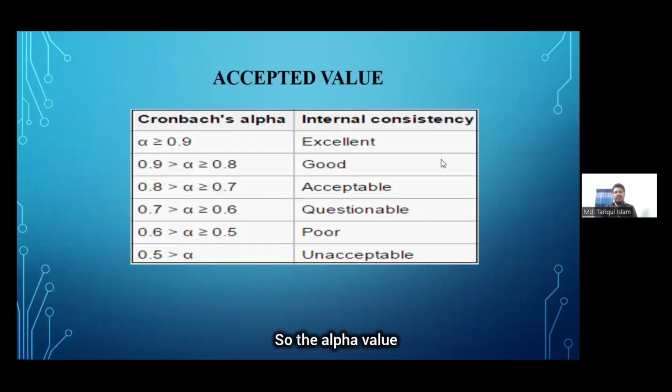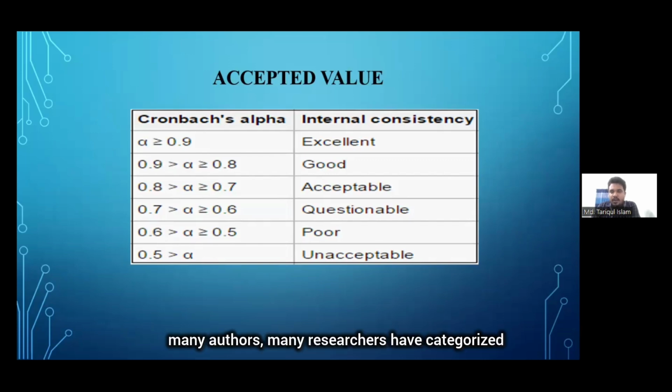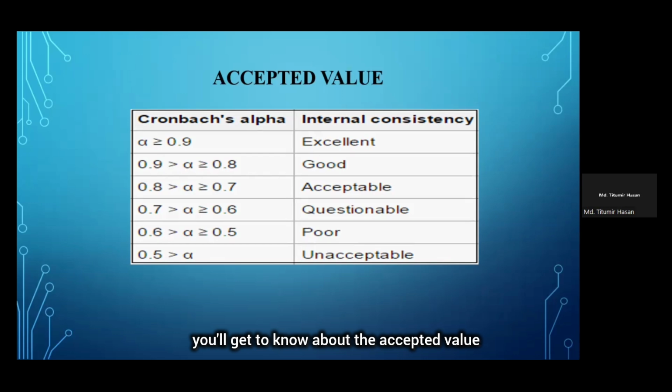So the alpha value will be 0 to 1. Many authors, many researchers have categorized those values into many categories, but you have to pick a genuine one. Not everyone is genuine actually. Those are proven, but there are some authors and some measurements that are widely accepted, widely used. You will get all those things from Google Scholar. If you go through the papers, you'll get to know about the accepted values.